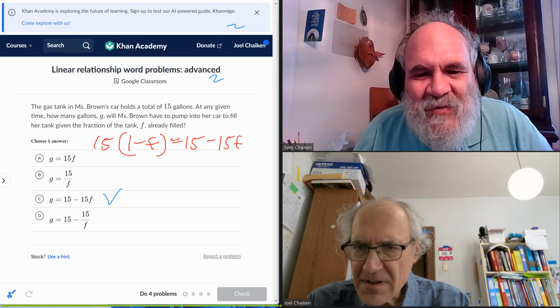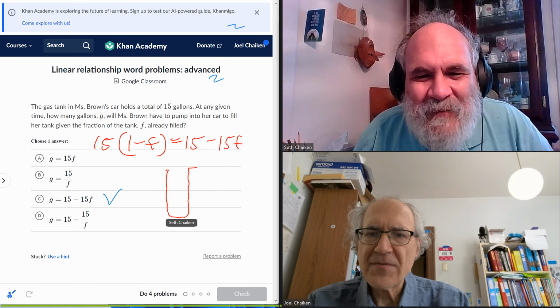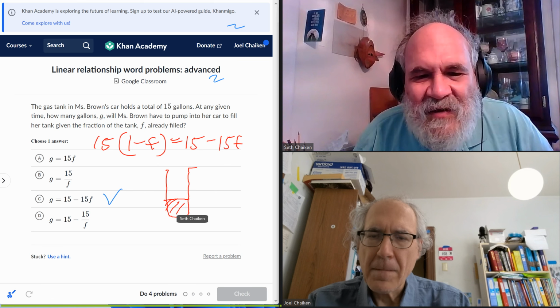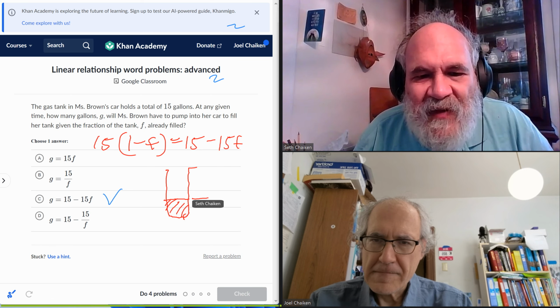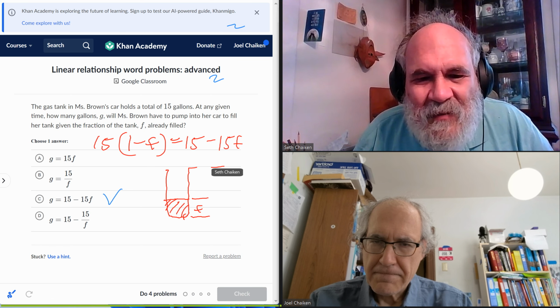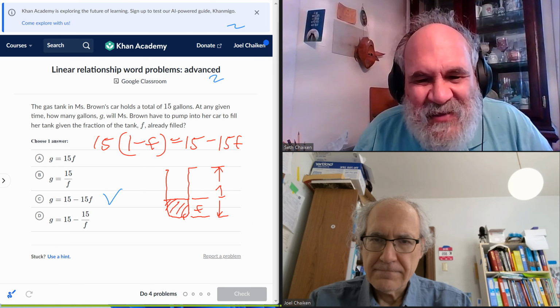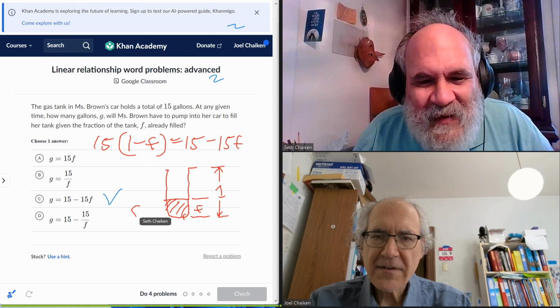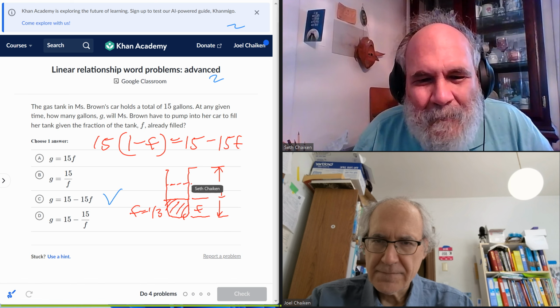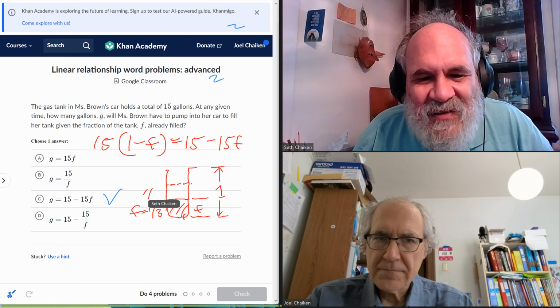The fraction already filled, right. So if there's the tank, and if this is F, this would be 1. So in this example, F is maybe about 1/3. There's 1/3 of a tank, and another 1/3, and another 1/3.